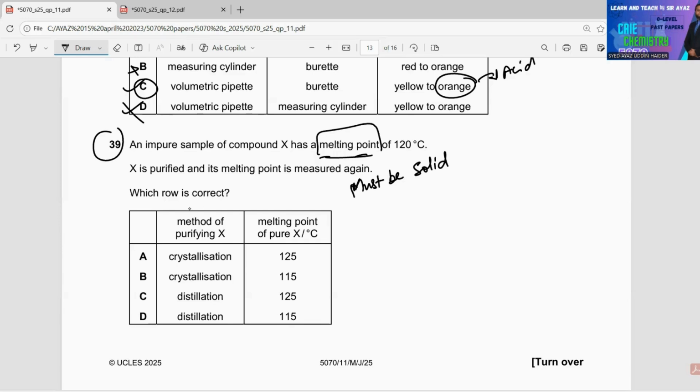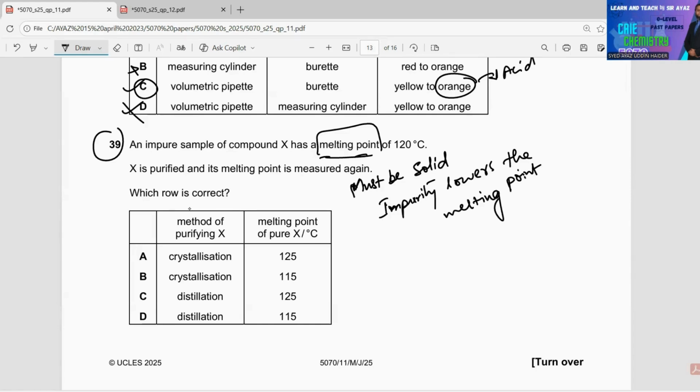Fine, they have mentioned the melting point of impure sample, and we know that impurity lowers the melting point. So the original melting point must be higher than this one.